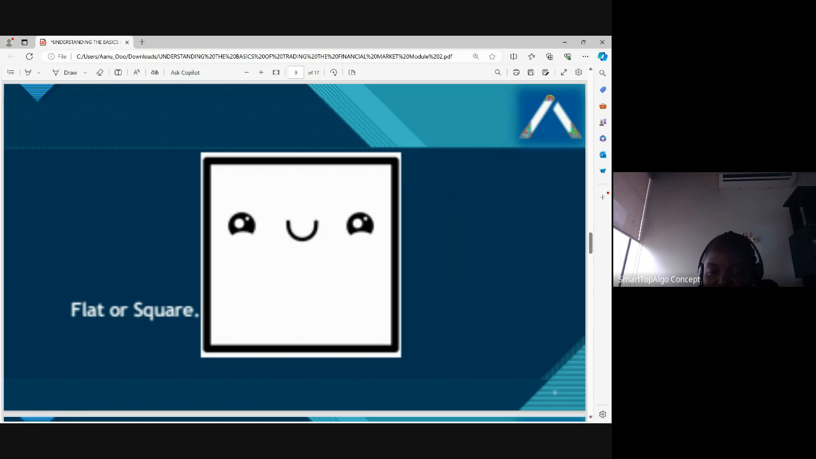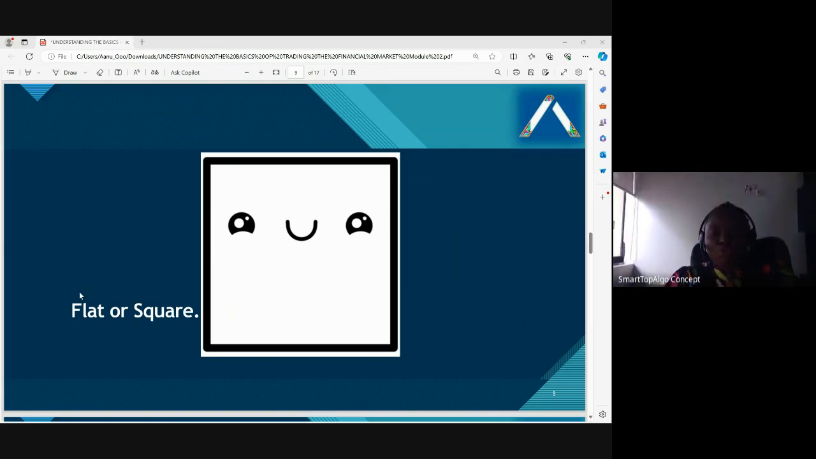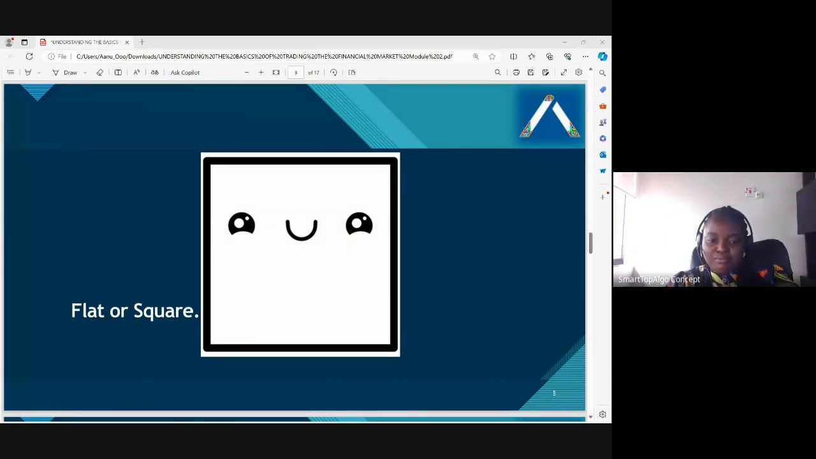Okay, now let's look at the next statement. Anytime you see the word flat or squared, what does this mean? You may hear some people say, oh, it's flat, it's squared. What it basically means is, they are telling you, I have no open position. I've closed all my trades. I don't have any open or running position.